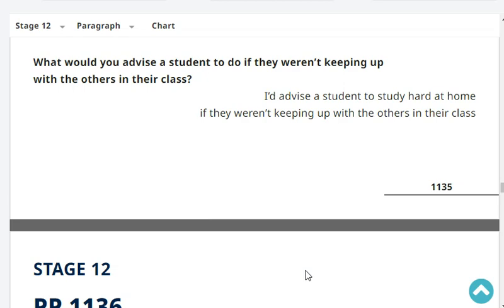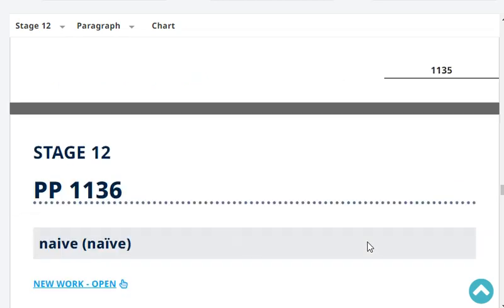What would you advise a student to do if they weren't keeping up with the others in their class? I'd advise a student to study hard at home if they weren't keeping up with the others in the class. Very good.